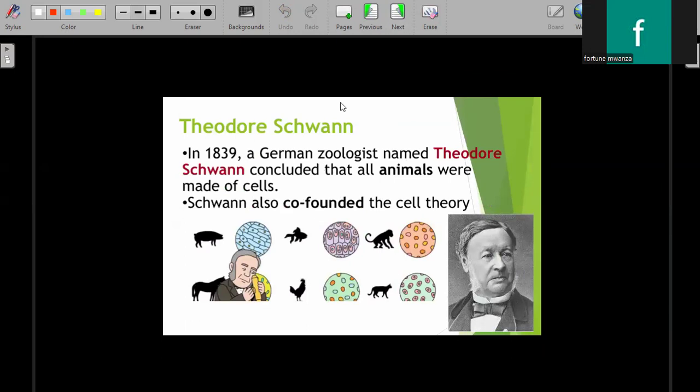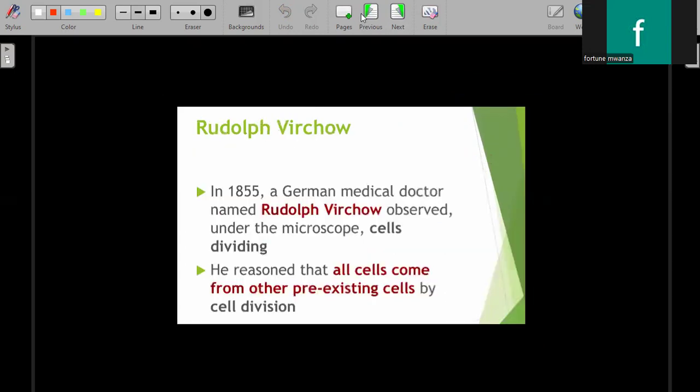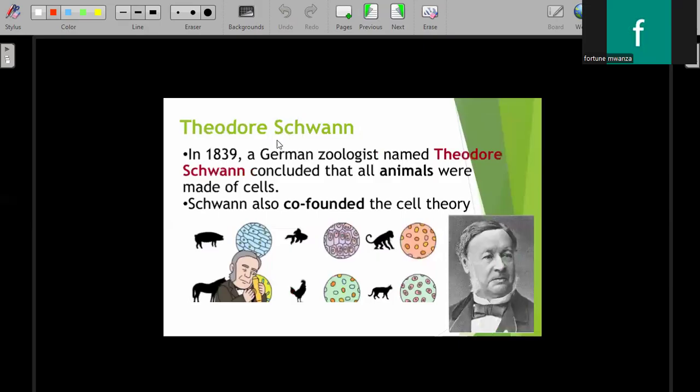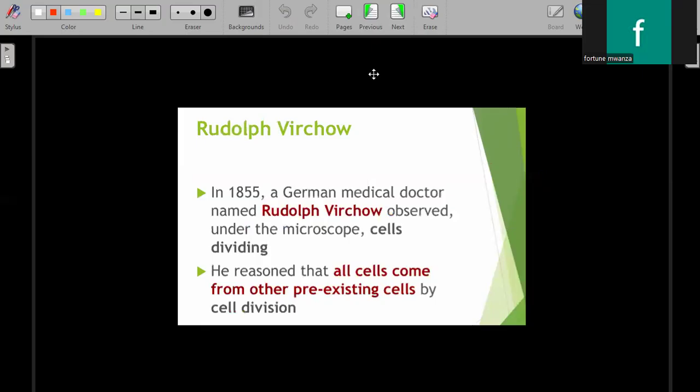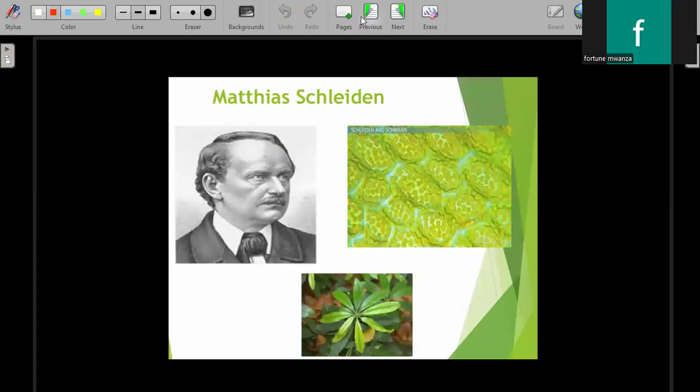So this one is the one who made the second postulate of the cell theory, which is he concluded that all animals are also made up of cells. Then the last guy was Ludolf. Ludolf came up with another postulate, which said that cells, both in plants and animals, are able to pre-exist. So they are able to divide to form other cells. Together, these three came up with what we call the cell theory.